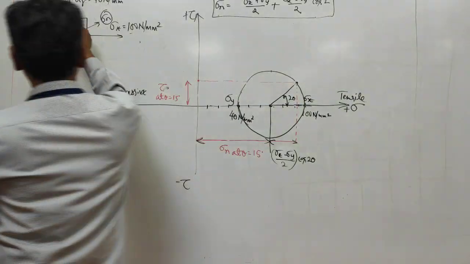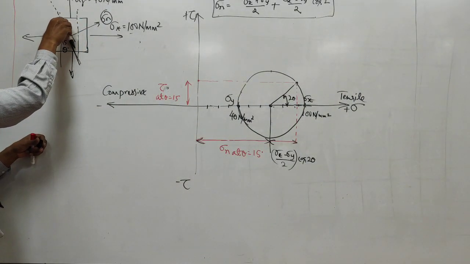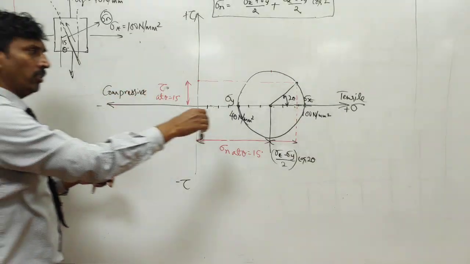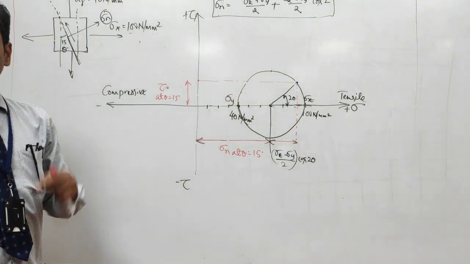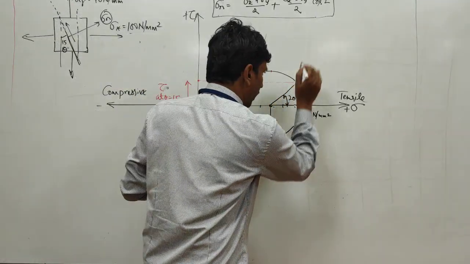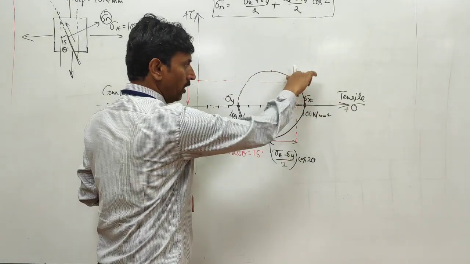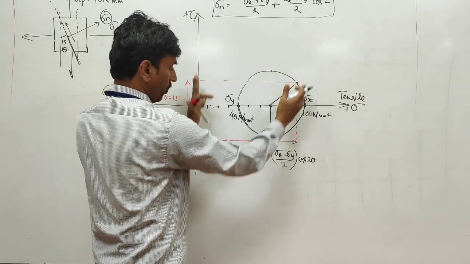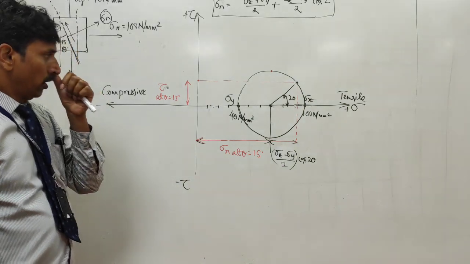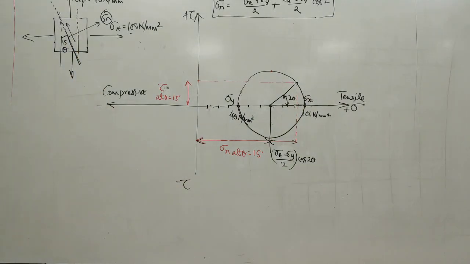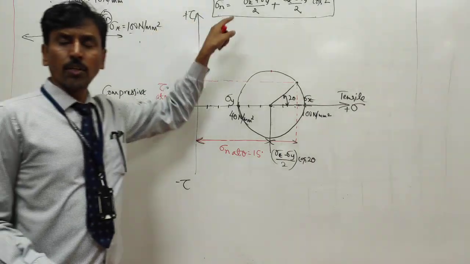Then for whatever the angle you want to incline here, in the same direction, you draw a radius which is 2 times the angle, and then locate that point. Then see the horizontal distance, which is sigma, and see the vertical distance, which is tau. Okay, you got the equation for sigma n.